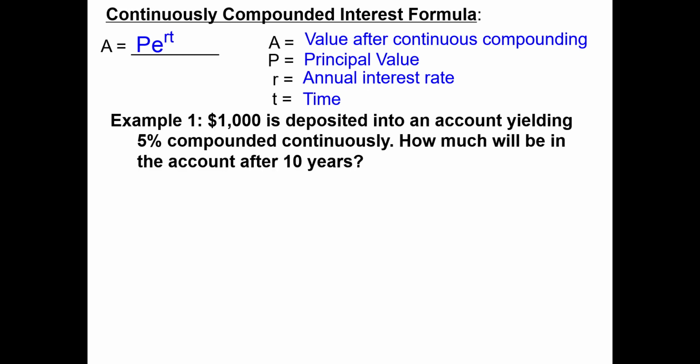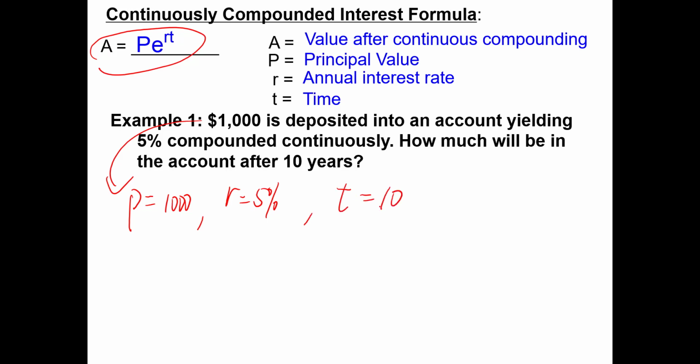So example number 1: $1,000 is deposited into an account yielding 5% continuously. How much will be in the account after 10 years? Right here we have the continuous compounding formula. 1,000 is the initial value, the rate is 5%, and time t equals 10. This formula has 4 variables. We know 3 out of 4, then we'll be able to solve for the unknown.